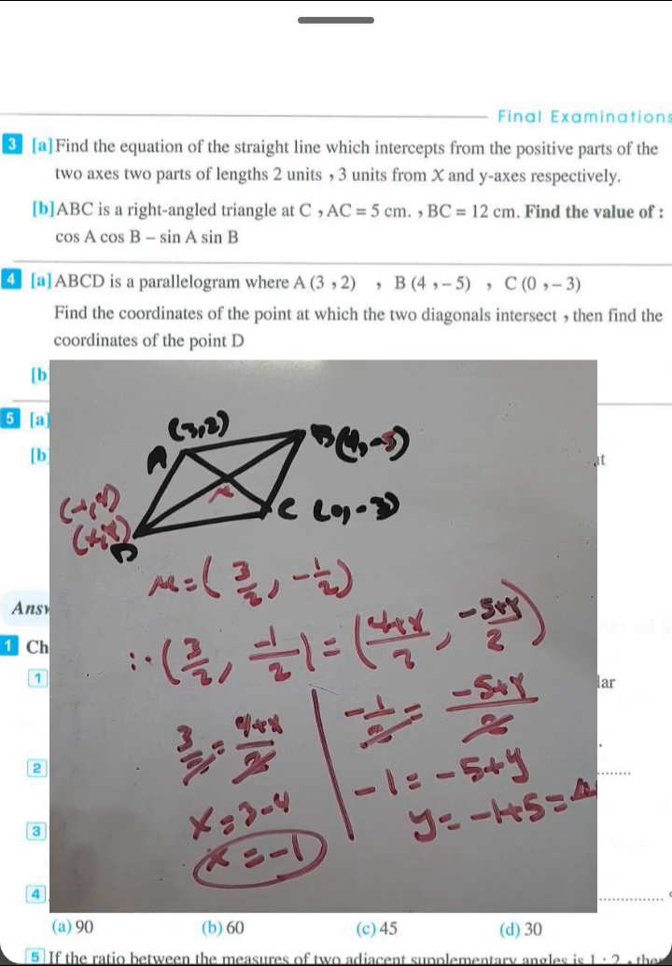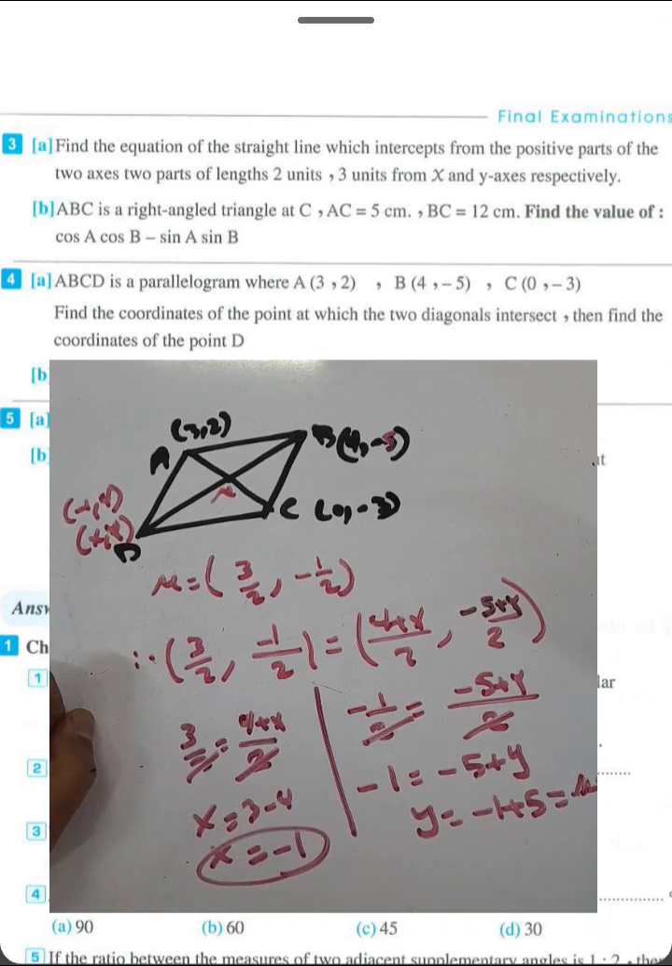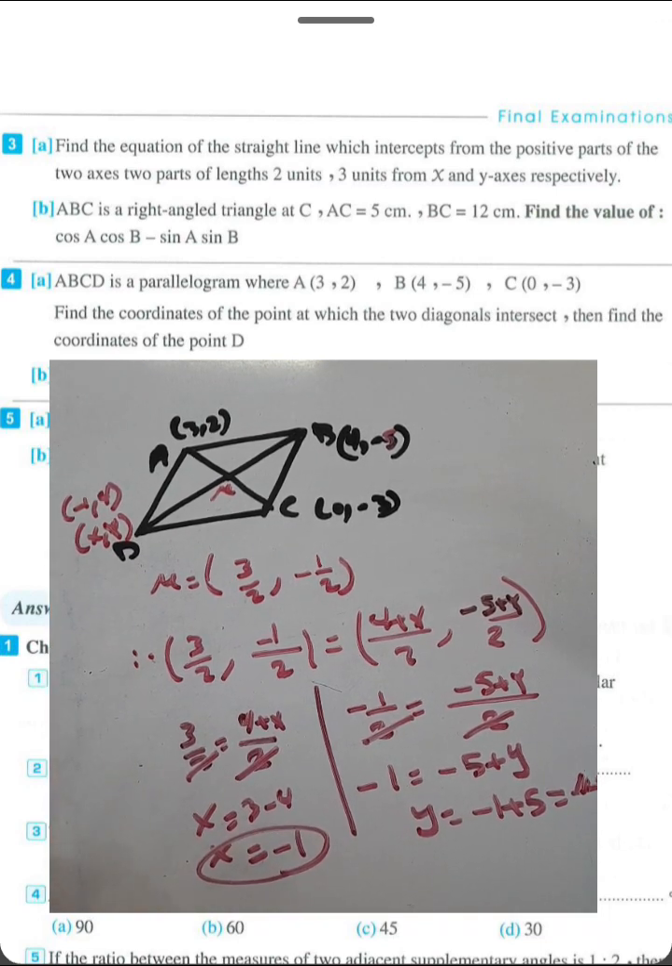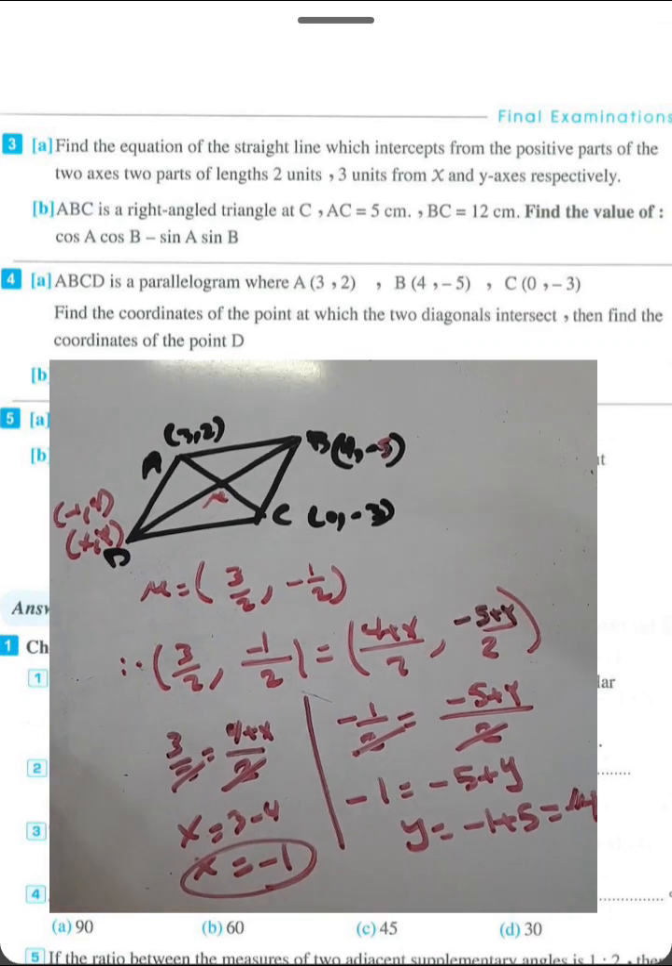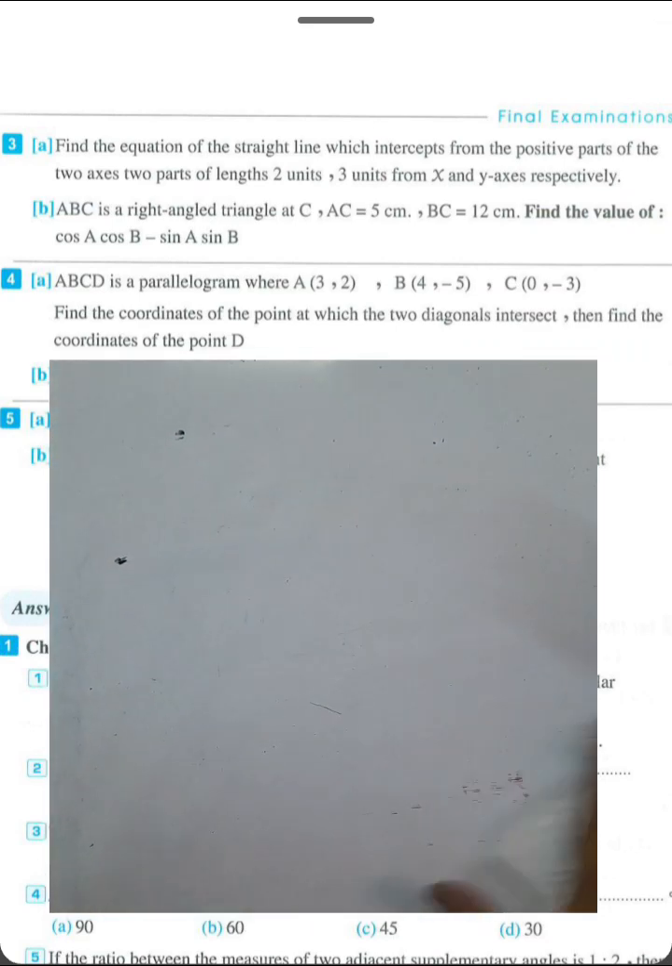And y equals 4. It's a point here, (-1, 4). You want anything? No, it's exactly the result. We don't know anything else. Okay. Next example.